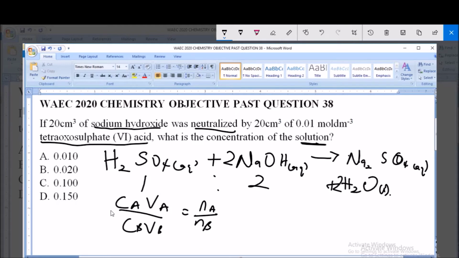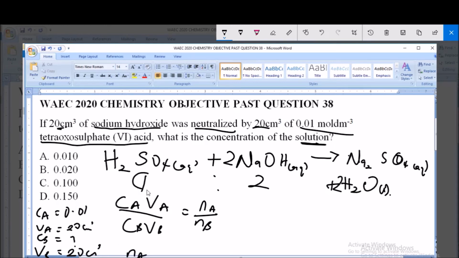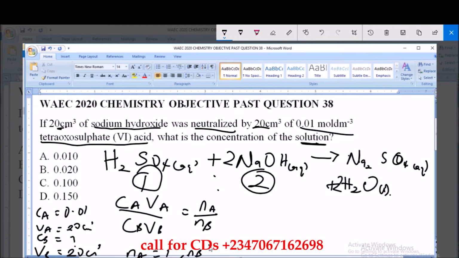So Ca is the concentration of the acid, which is 0.01 moles per dm³. Va is the volume of acid, 20 cm³. Cb is what we are looking for, unknown. Vb is 20 cm³. Na is this 1 and Nb is this 2.